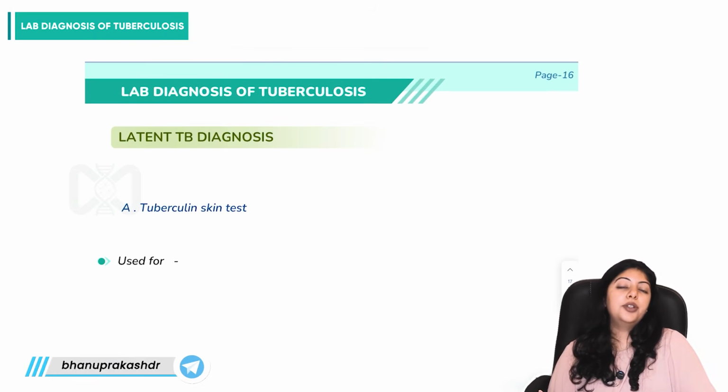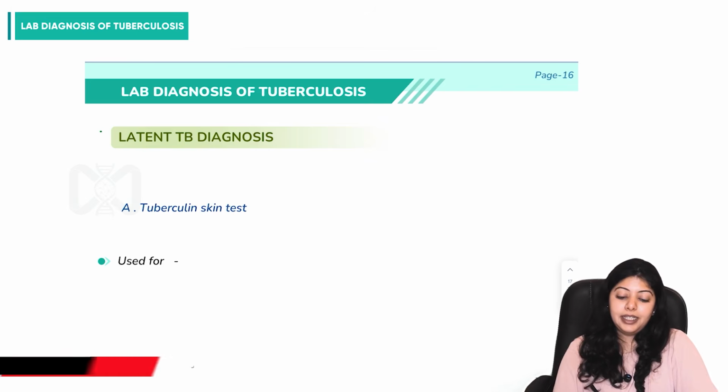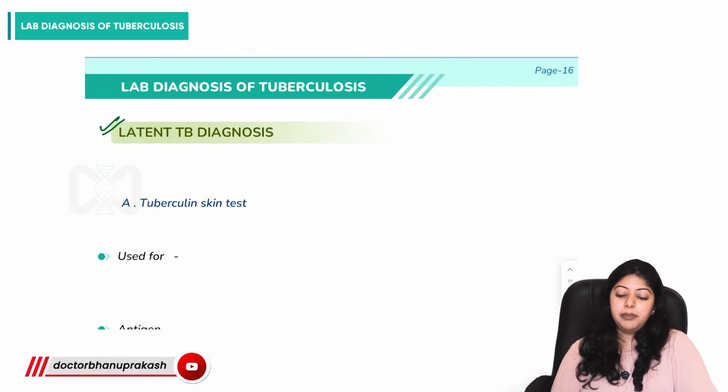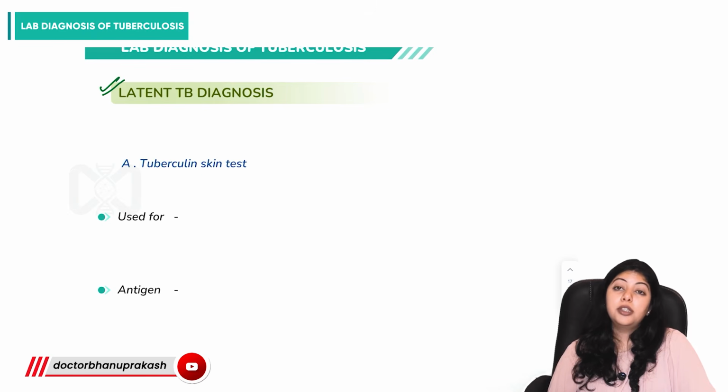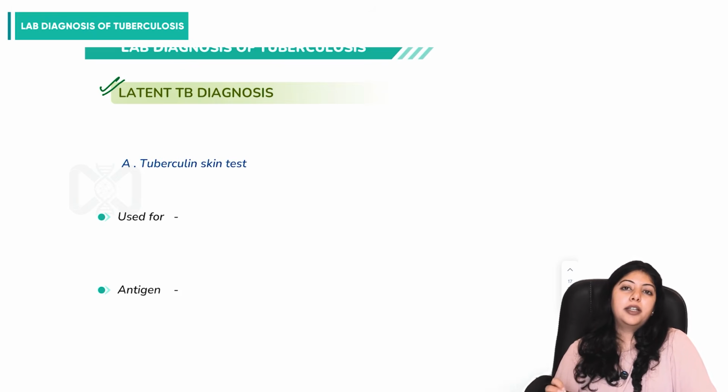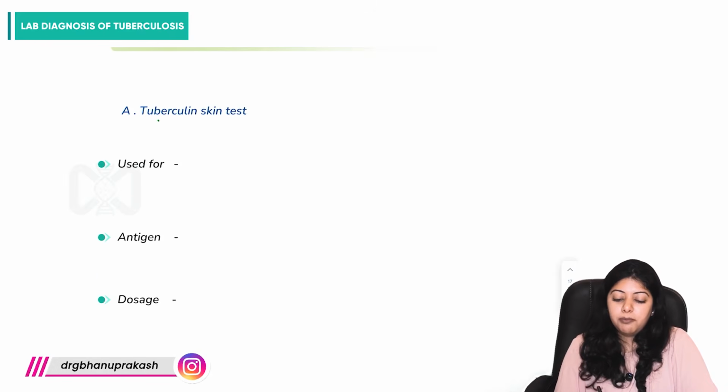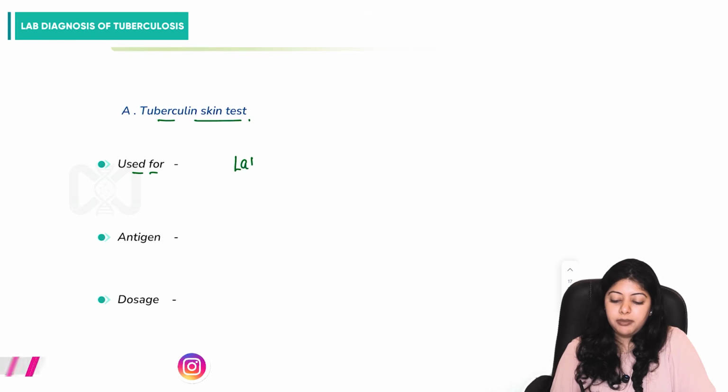So till now we were discussing the detection of active Mycobacterium tuberculosis infection. Now let us briefly discuss the detection of latent TB. It can be done by 2 methods, that is the tuberculin skin test as well as IGRA, interferon gamma release assay. These latent TB diagnoses are based on the delayed hypersensitivity test, which is the principle of the tuberculin skin test. It is used for detection of latent TB infection.